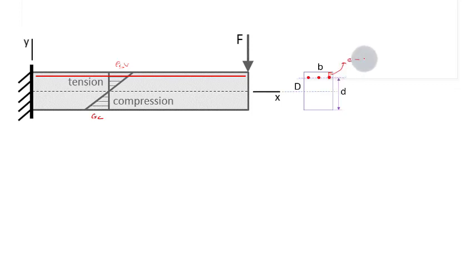So this C is your clear cover to reinforcement, and if the diameter of the bar used is phi, your effective depth will be d equals overall depth of the beam D minus clear cover minus diameter of the bar by 2. So this is your effective depth.